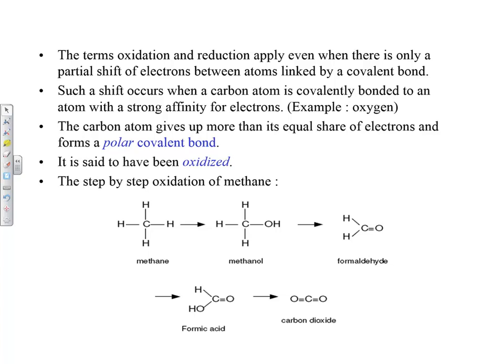Then in the next step, you add oxygen. Again, oxidation, and you get formic acid. In the next step, you just remove hydrogen and you get carbon dioxide. So this is an example of a typical oxidation reaction.